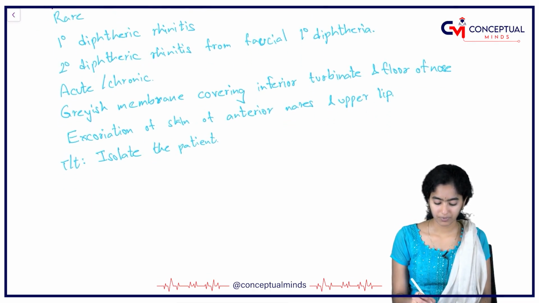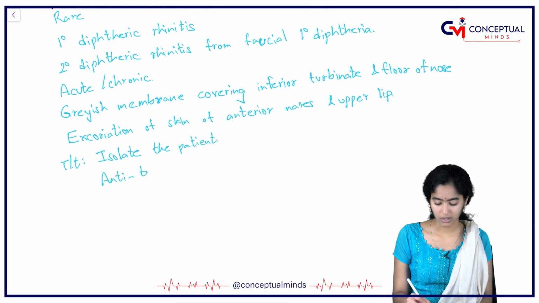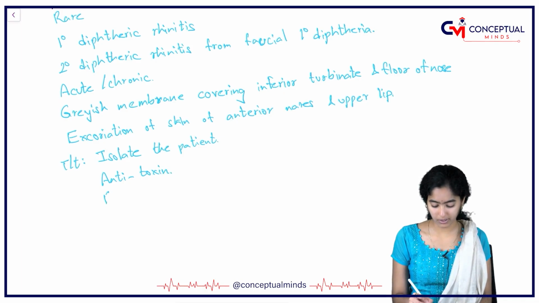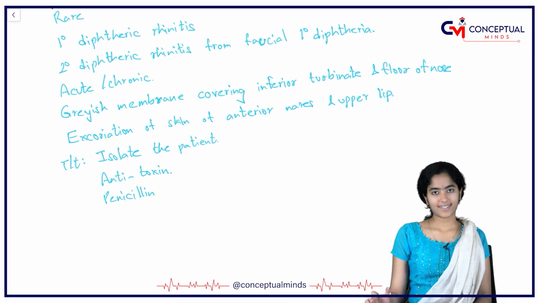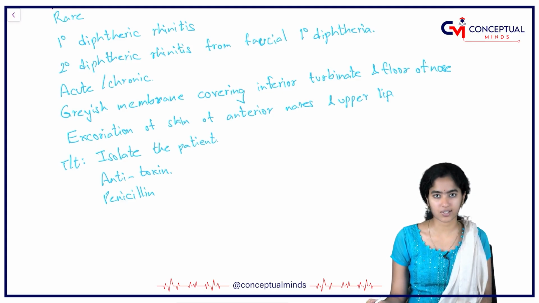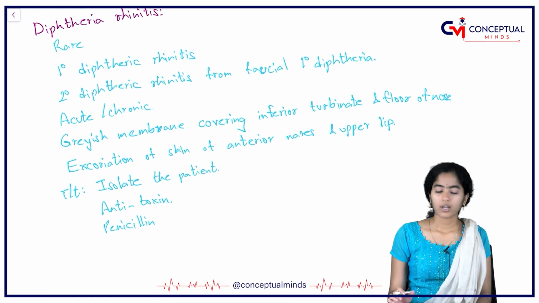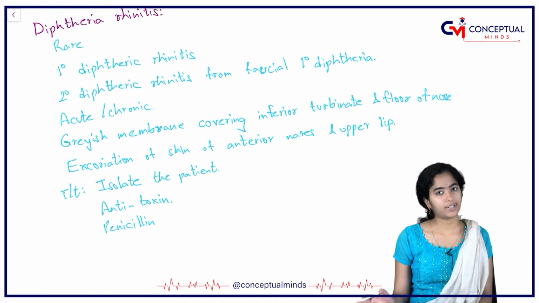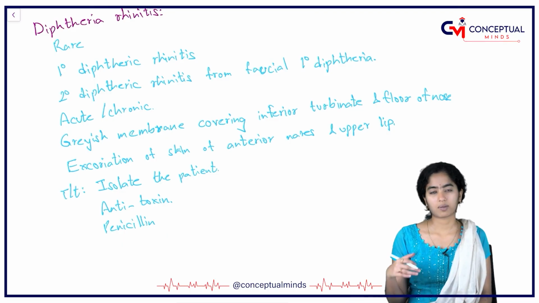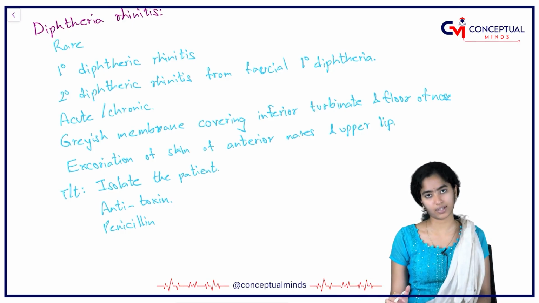Second, give antitoxin. Diphtheria antitoxin has to be given. Apart from that, antibiotic that we use is penicillin. These three measures have to be taken for diphtheric rhinitis. And of course, the supportive measures for any type of common cold is adequate amount of rest, plenty of fluids, some steaming, analgesics. All supportive measures have to be given for diphtheric rhinitis also.